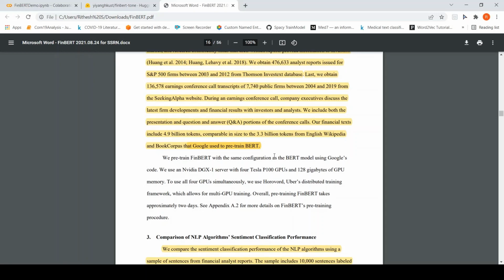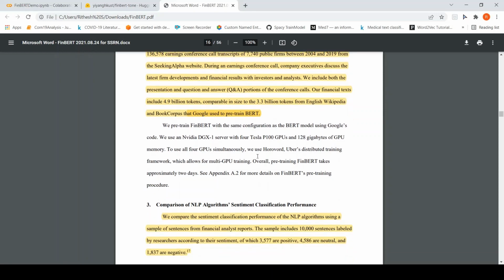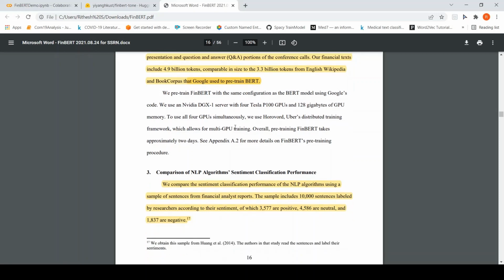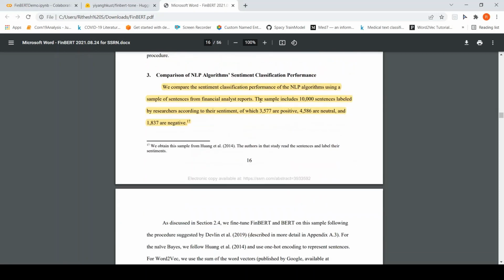Okay, so they pre-trained BERT using standard configuration. That is what is explained over here. Once the BERT was pre-trained on this many tokens, you get finbert. Right, and what did they do with finbert? They tried sentiment analysis, basically sentiment classification. They evaluated against a sample of sequences from financial analyst reports. The sample had 10,000 sentences labeled. Against this data set, they were checking for financial sentiment analysis performance, and they say that this model outperforms all the other approaches over here.